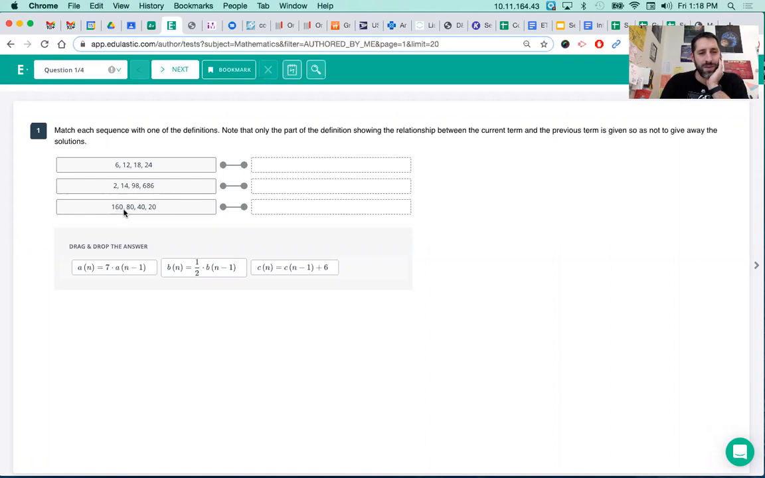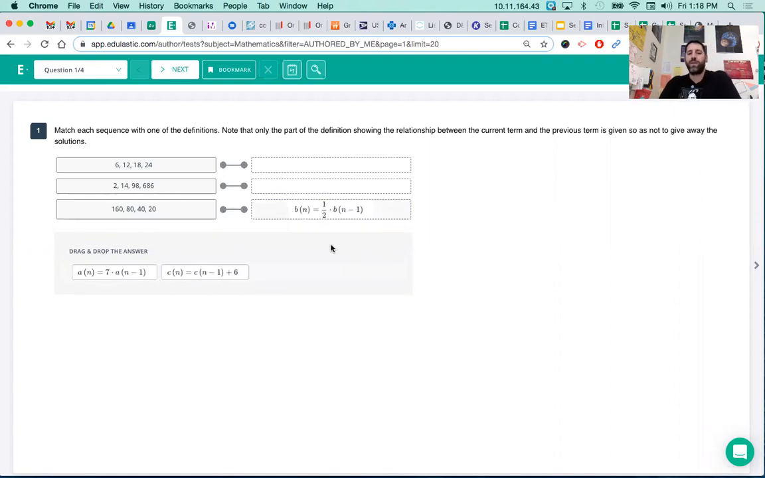And then the last one, 160, 80, 40, 20. Looks like everything's cut in half each time. All right, so we're dividing by 2. Or if we look down here, dividing by 2 is the same thing as multiplying times 1/2. And just a quick recap of how this is read. While it says b of n equals 1/2 times b of n minus 1, the way we read it in real words would be our current term is equal to 1/2 times the previous term. That's what the b of n minus 1 is. That's the term right before, the previous term.